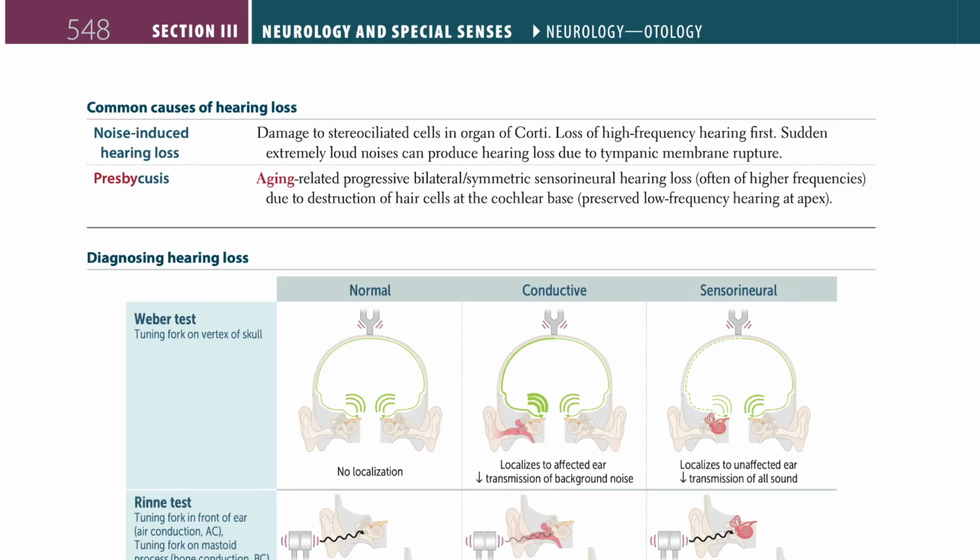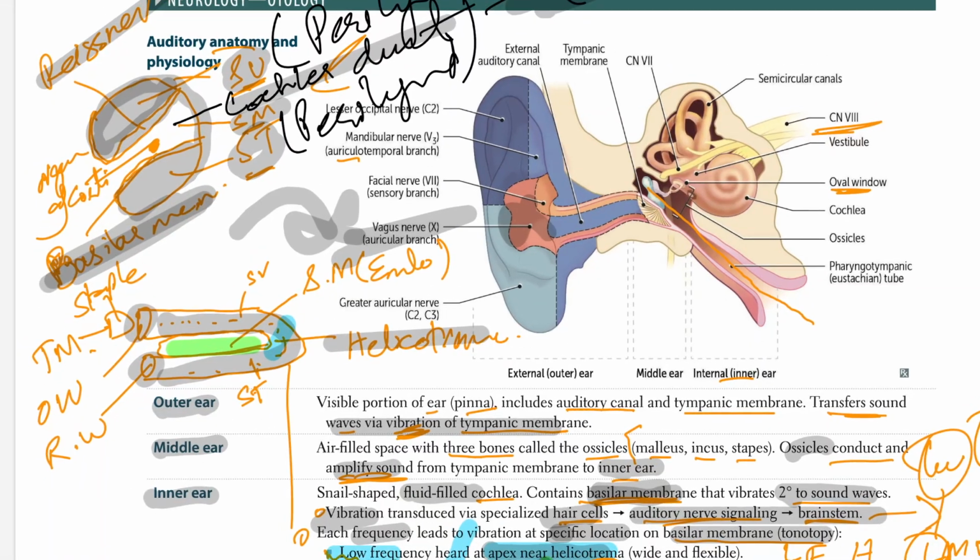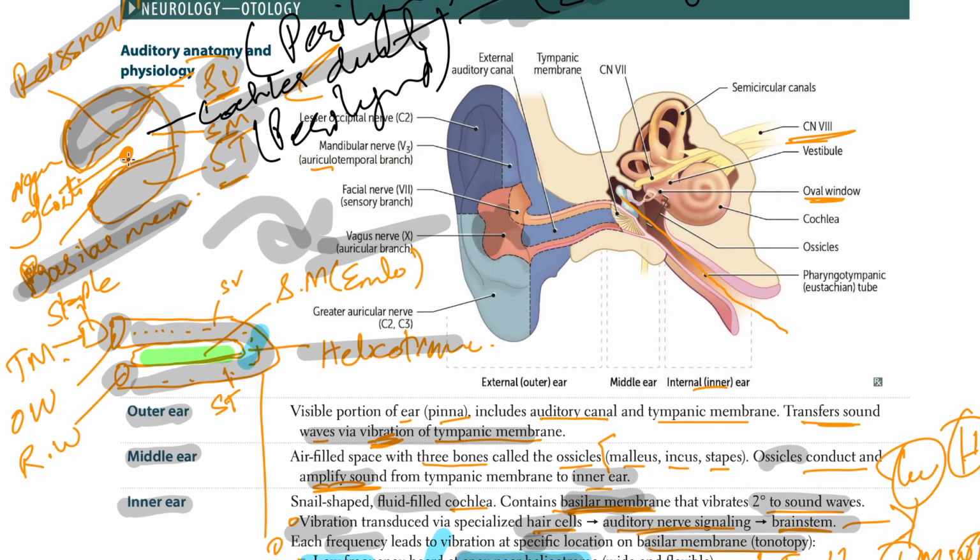Okay, now what we're going to talk about is called common causes of hearing loss. So we have noise-induced hearing loss and presbycusis. Now, noise-induced hearing loss is damage to the stereociliated cells in the organ of Corti. And if you recall, we did talk about the organ of Corti being at the very center right here, right?